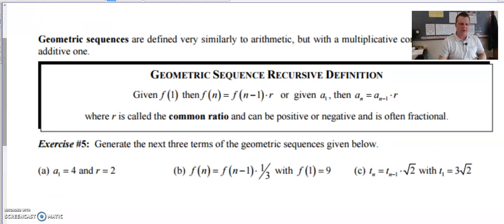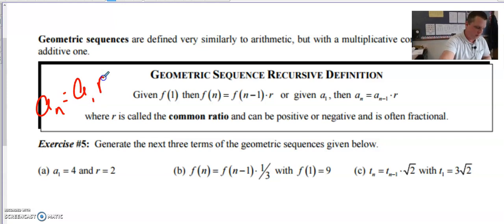The other one is the geometric recursive definition. The geometric formula from our reference sheet is A sub n equals A1 times r to the n minus 1. The first one used a d, which meant difference. This one uses an r, which is a ratio. The previous one uses addition because it was arithmetic. This one uses multiplication, with the geometric.